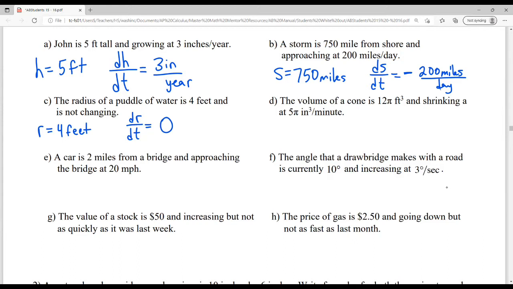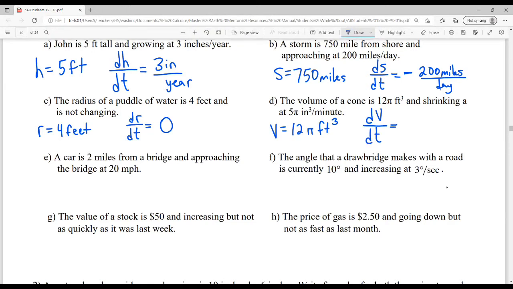Part D, we have a cone, and the volume of that cone is 12 pi feet cubed. So let's call that capital V is equal to 12 pi feet cubed. And that volume is shrinking. So the derivative of the volume with respect to time, that's basically the rate, like how is the volume changing? And it is shrinking. So that's going to be negative 5 pi inches cubed per minute would be our rate for that one.